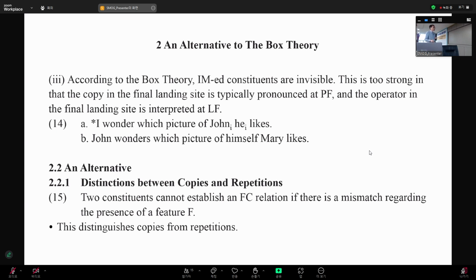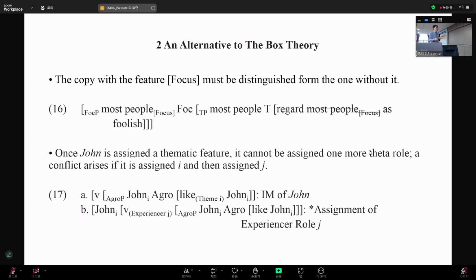So let's come up with an alternative. I want to say that two constituents can establish a copy relation if there is no mismatch regarding the presence of the feature F. The copy of "most people" in Spec-Focus has the feature focus, but the copy of "most people" in Spec-T has no focus feature. So these two copies cannot form a copy relation, so we don't have to worry about the case in which the copy here is deleted under identity with the copy in Spec-Focus. And we can deal with "each other" in a similar way.